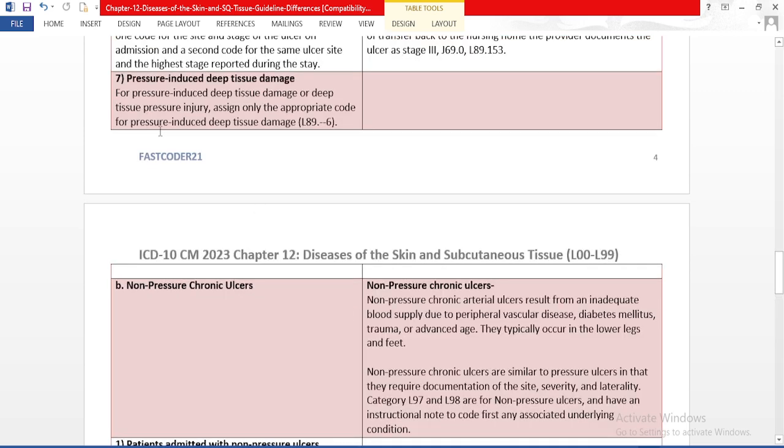We have one more guideline here: pressure-induced deep tissue damage. For pressure-induced deep tissue damage or deep tissue pressure injury, assign only the appropriate code for pressure-induced deep tissue damage, which we will code using L89.-6.